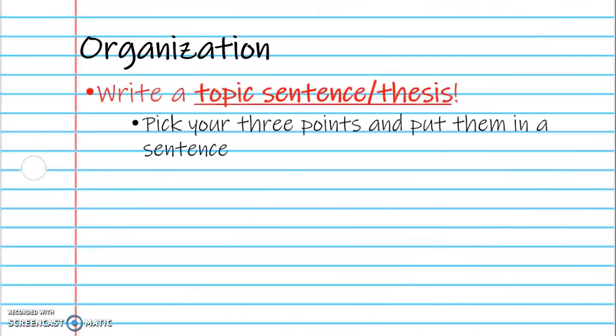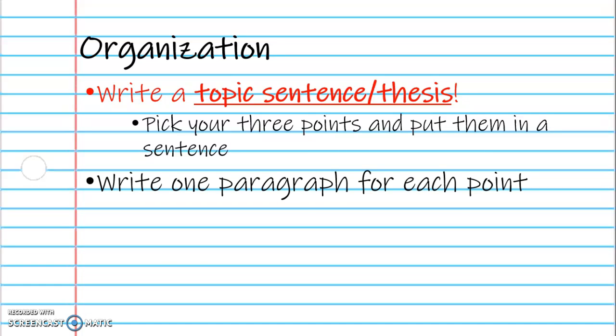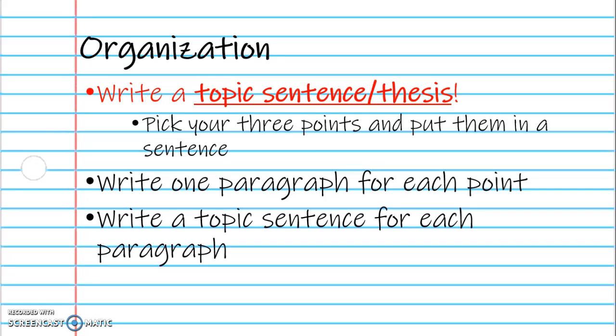Now, in your outline, you need to write a topic sentence or thesis. A topic sentence or thesis is the sentence that summarizes what the rest of your essay is about. Pick your 3 points and put them in one sentence. That will be your topic sentence or your thesis. You cannot skip this step. Then, write one paragraph for each point and write a topic sentence for each paragraph.